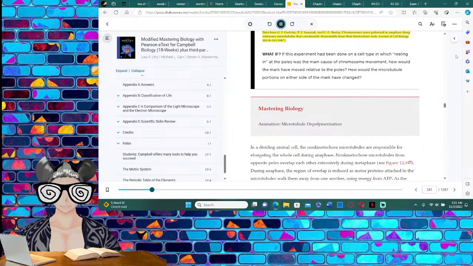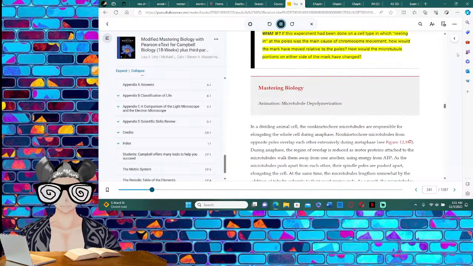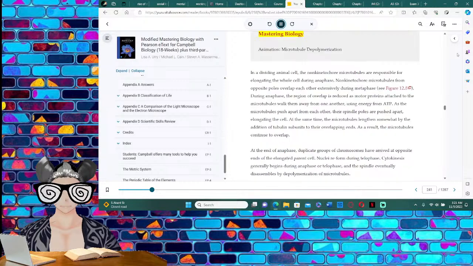Data from G.J. Gorbsky, P.J. Sammak, and G.G. Borisy. Chromosomes move poleward in anaphase along stationary microtubules that coordinately disassemble from their kinetochore ends, Journal of Cell Biology 104:9-18, 1987. What if this experiment had been done on a cell type in which reeling in at the poles was the main cause of chromosome movement, how would the mark have moved relative to the poles? How would the microtubule portions on either side of the mark have changed?